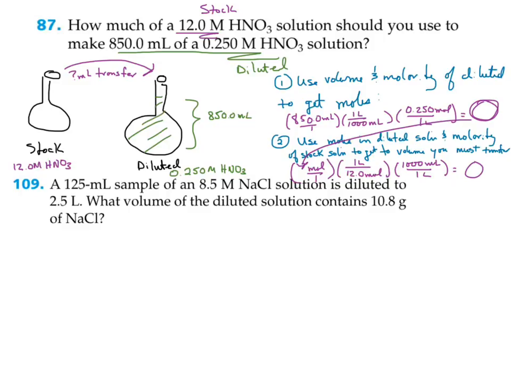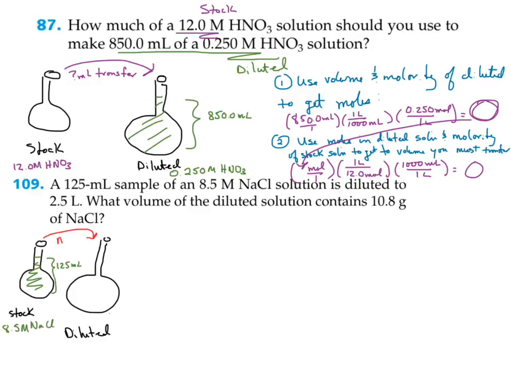Like I said, they're all a little bit different, and this last one is even different yet. So this last one, we have a dilution going on, and notice we're going to dilute up all of our 125 milliliters of our 8.5 molar NaCl stock. We're going to dilute it up to a volume of 2.5 liters. And we've done problems like this earlier in this set, how we can get the molarity of that diluted solution. Actually, that's what I'm going to have you go for. But ultimately, the problem says I want to take a certain amount of my diluted solution such that I get 10.8 grams of NaCl. Okay?